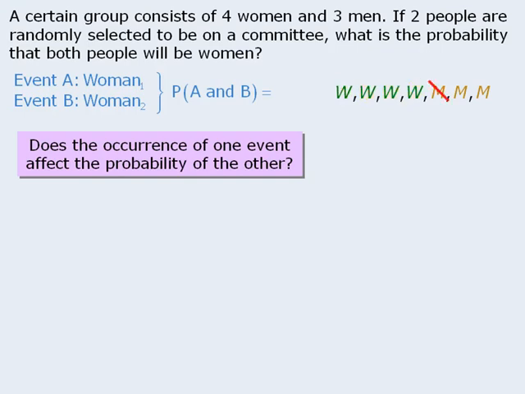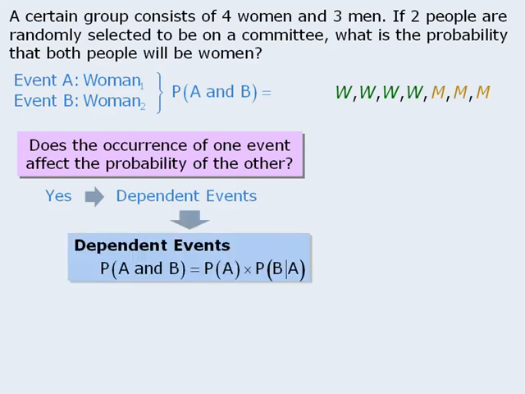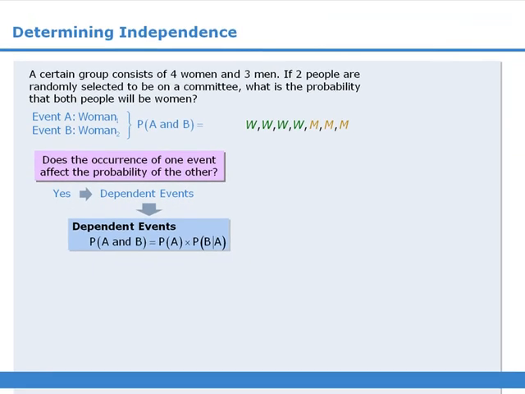If a man is selected on the first selection, then for our second selection we see that 4 of the remaining 6 people are women. So the answer to our question is yes. The occurrence of one event does affect the probability of the other event. This means that events A and B are dependent, so we can apply this formula to solve the question.